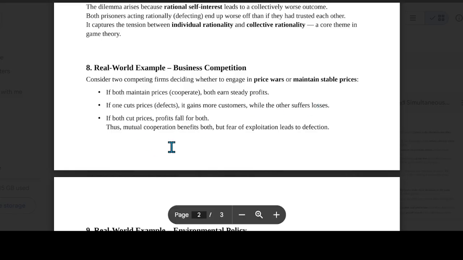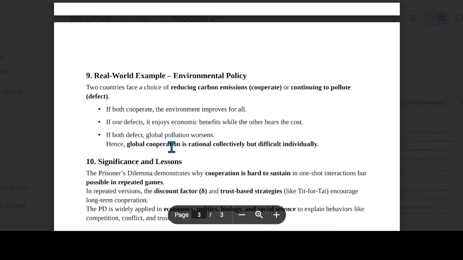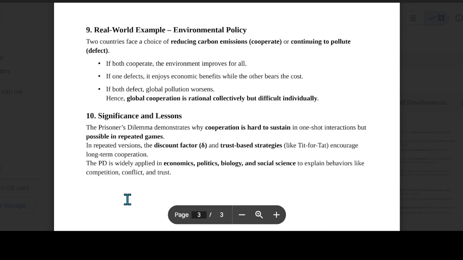Thus, the mutual cooperation will benefit them both, right? But the fear of exploitation comes in. That is where the entire game theory ka funda starts. That one will cut prices, the fear that the other will cut prices, they will gain more customers, right? And I will suffer. But if I also end up cutting my prices, right? Both of the हम दोनों के लिए profits गिरने लगेंगे. So mutual cooperation matters here, that we both maintain our prices, but the fear of exploitation will lead to defection, like we saw in Prisoner's Dilemma. Then there's also one more example, that is environmental policy, and then significances and lessons.